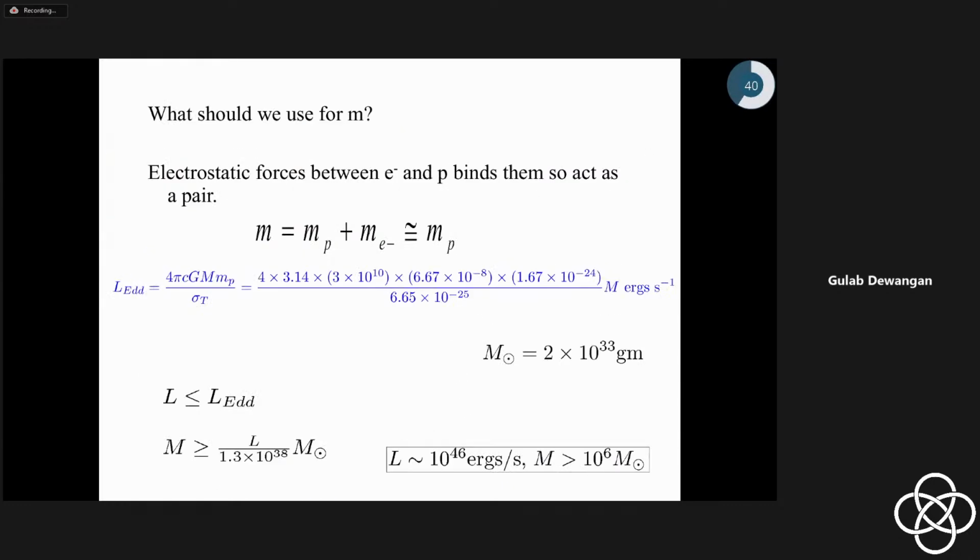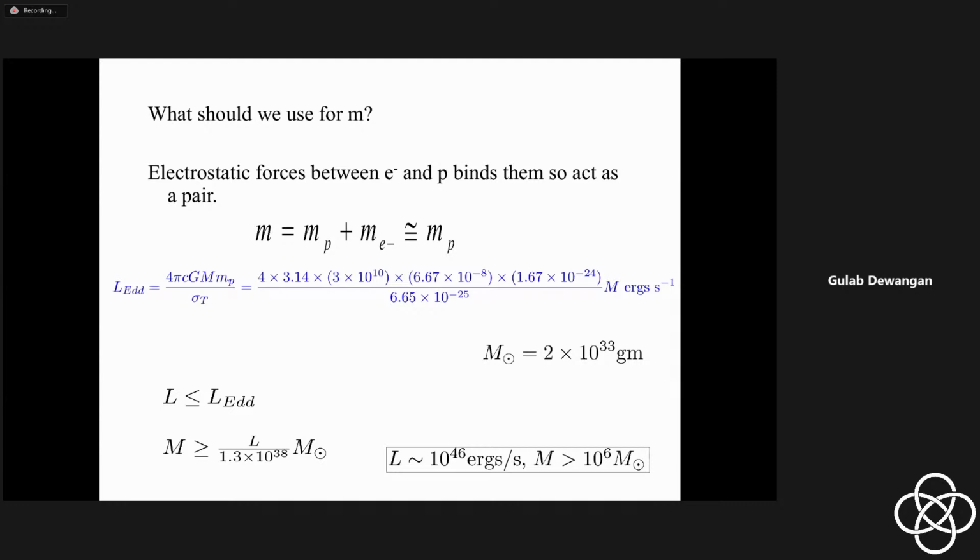Okay, so the thing is that when you equate the radiation pressure force and the gravitational force, then what you get is this equation, which we call the Eddington luminosity. So the Eddington luminosity comes from balancing this gravitational inward pull and the outward radiation pressure force. Here 4 pi, c is the speed of light, G is the gravitational constant, capital M is the mass, and m_p is the mass of the matter which is being accreted.